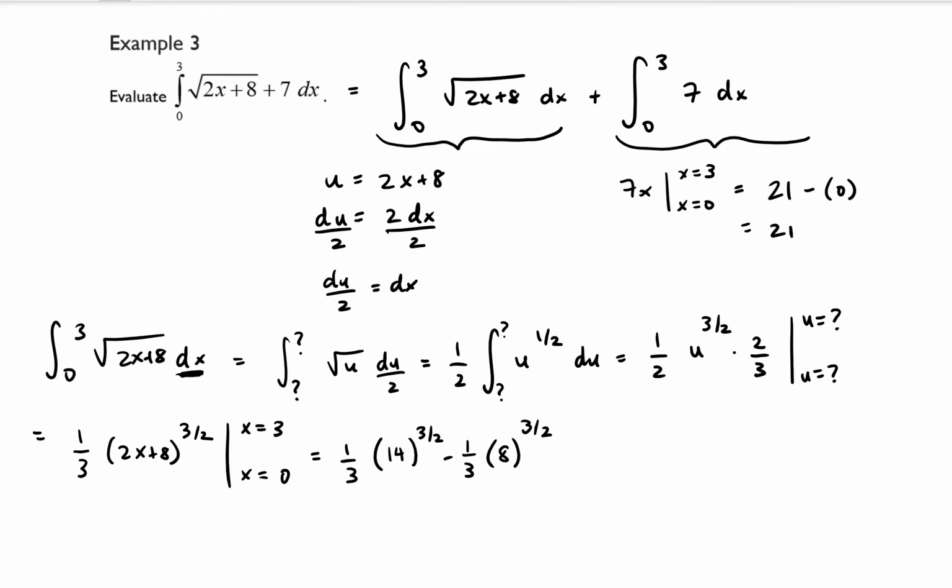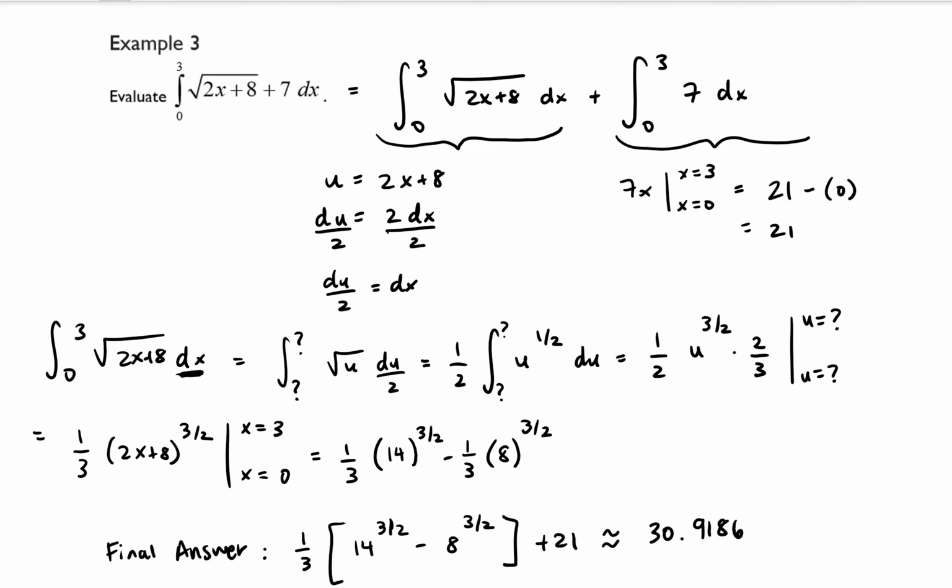So the final answer is going to end up being 1/3, and I'll just factor it out from both of those. 14 to the 3/2 minus 8 to the 3/2, and then plus 21. Now that's a pretty ugly answer, and depending on where you're doing your homework, it might require a decimal approximation. So if you throw that into your calculator, you should get approximately 30.9186.